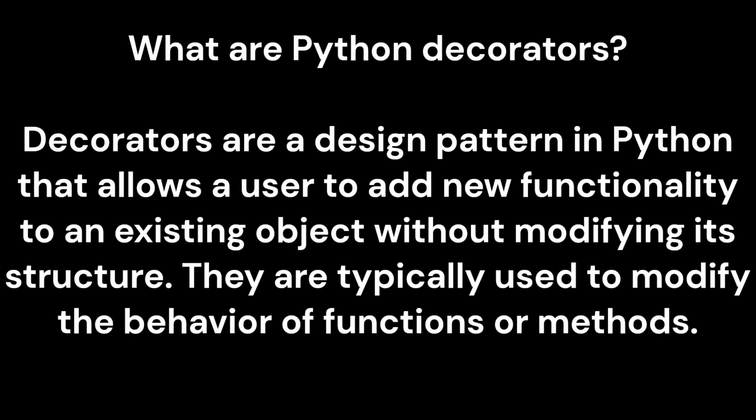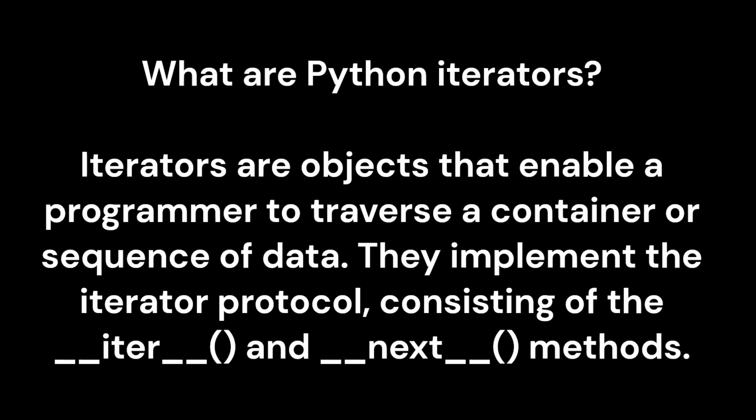an existing object without modifying its structure. They are typically used to modify the behavior of functions or methods. What are Python iterators? Iterators are objects that enable a programmer to traverse a container or sequence of data.